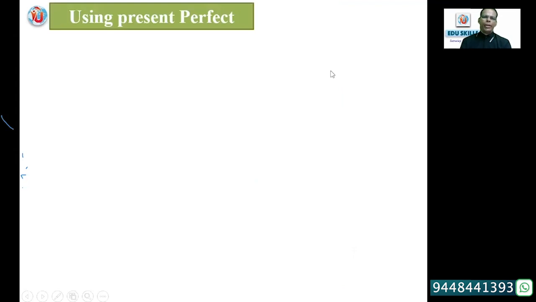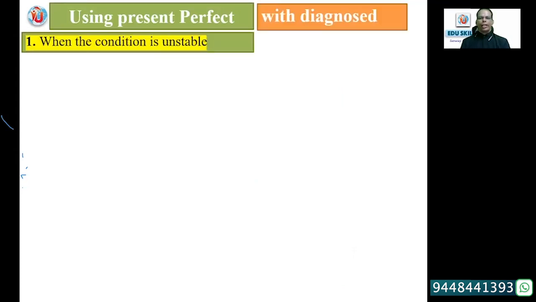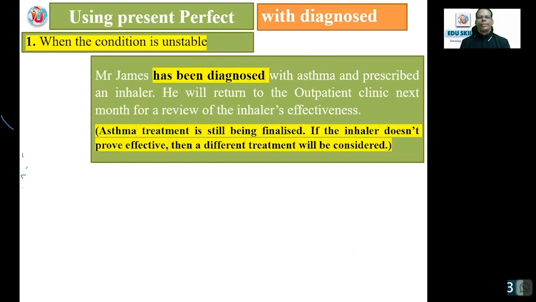Where I said an 8 when using present perfect with diagnosed. With the diagnosis, when the condition is unstable, you have to use present perfect. Mr. James has been diagnosed with asthma and prescribed an inhaler. He will return to the outpatient clinic next month for a review of the inhaler's effectiveness. So the condition is unstable. Asthma treatment is still being finalized. In James' case, it's not finalized. If the inhaler doesn't prove effective, then a different treatment will be considered. So the condition is unstable.